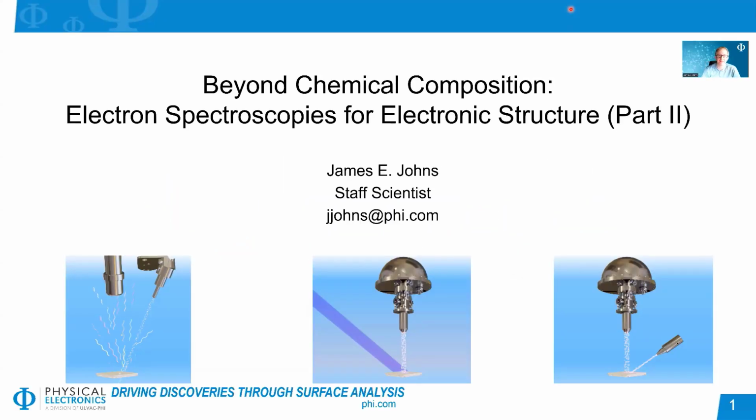I'm staff scientist at PHI, and this is the second part in an ongoing series about how to use tools on multi-purpose XPS instruments to not just acquire information about the atomic composition of surfaces, but to actually measure the electronic structure. And in particular, we're focusing on REELS, UPS, and LEIPS. These are three common techniques that are used to get information about the valence band and the conduction band structure.